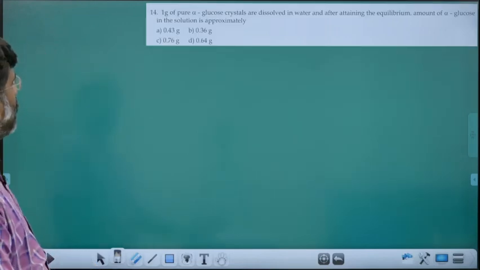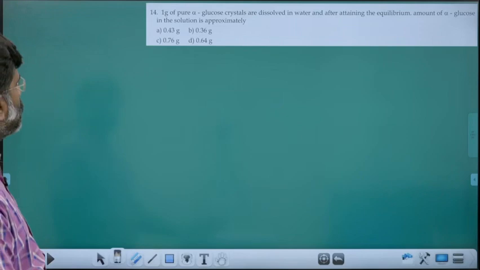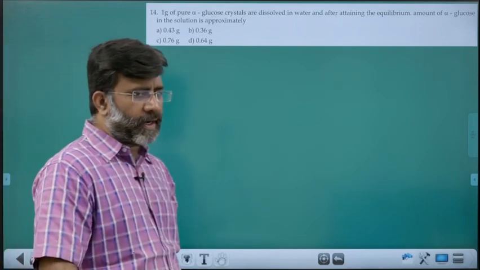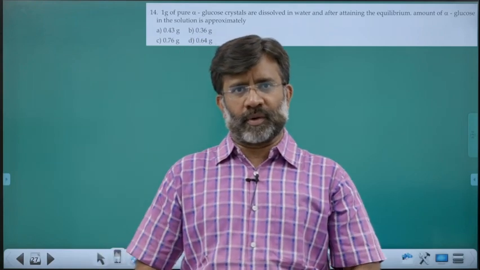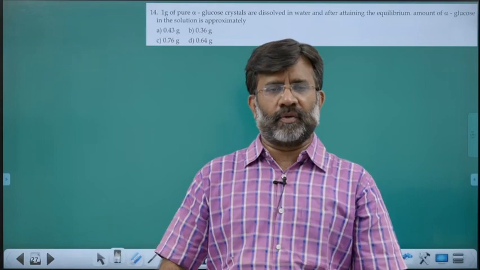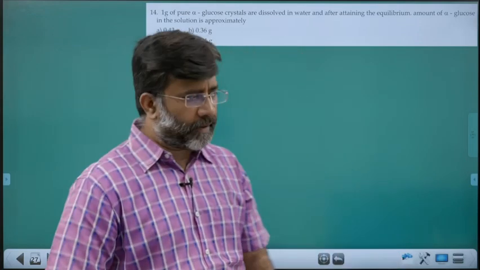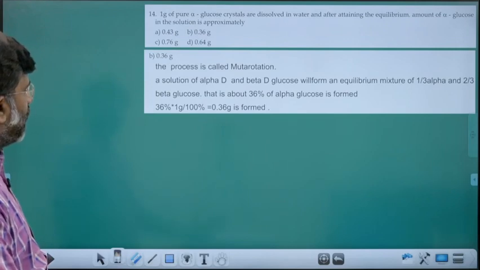1 gram of pure alpha glucose crystals is dissolved in water, and after attaining equilibrium, the amount of alpha glucose in the solution is approximately... You might have heard about that phenomenon, mutarotation. Mutarotation is a spontaneous change in the observed optical rotation. That is called mutarotation. And what is happening there?